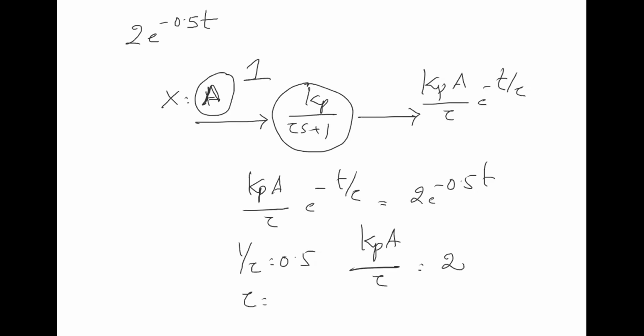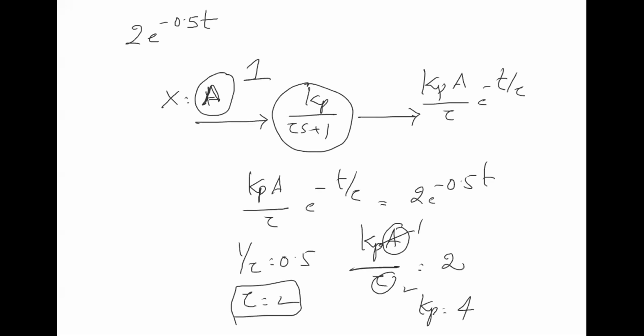So tau is 2. Kp into A by tau is 2. A is 1. So tau is 2, so Kp is equal to 4. So what is the transfer function? 4 by 2s plus 1.